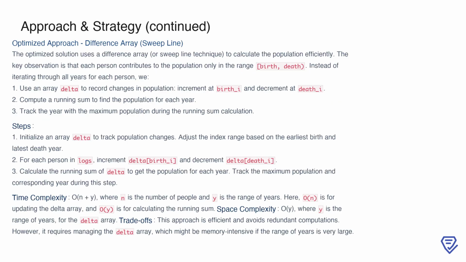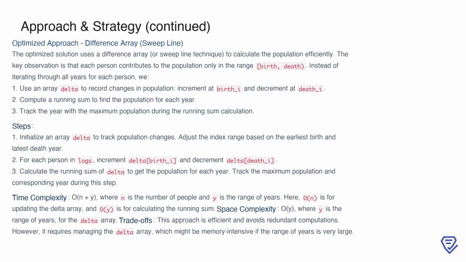Now, let's explore the optimized solution using the difference array, also known as the sweep line technique. The key observation here is that a person's contribution to the population is limited to the range between their birth and just before their death year. Instead of calculating the population year by year for every individual, we use an array called delta to record population changes. For each person in the logs, we increment the value at their birth year in the delta array and decrement the value at their death year.